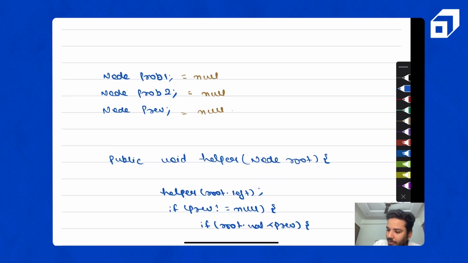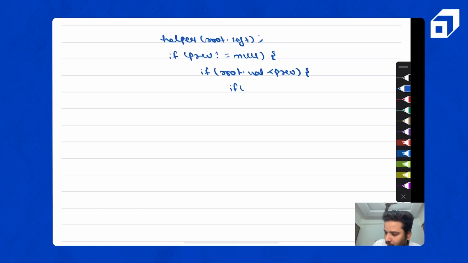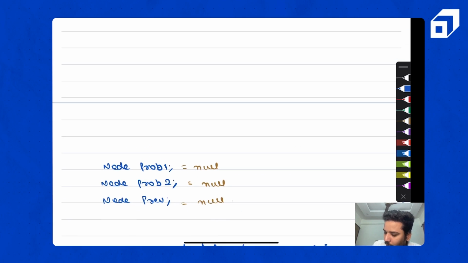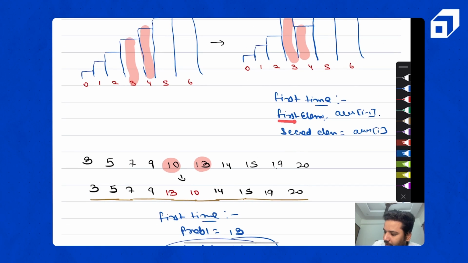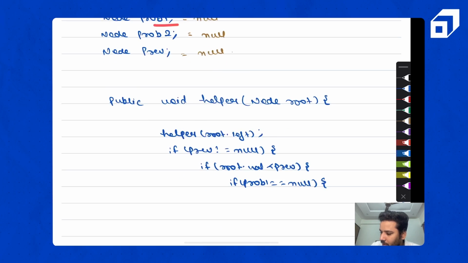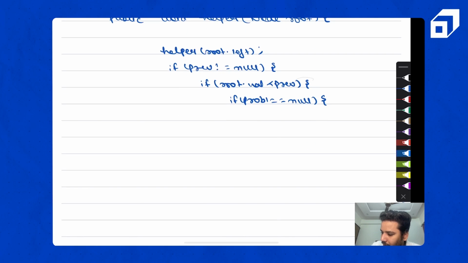Now, if the problem is coming for the first time, this problem 1 variable would be null. So if problem 1 is double equals to null, it means the problem is coming for the first time. Let's update problem 1 and problem 2. So when the first time issue occurs, what have we planned? We will update problem 1 as the previous element and problem 2 as the current element. So simple. Now I'll simply say problem 1 is equal to previous guy and problem 2 is equal to current guy.